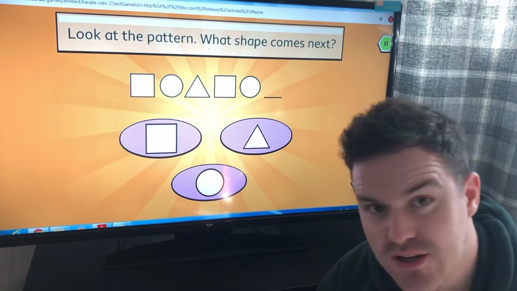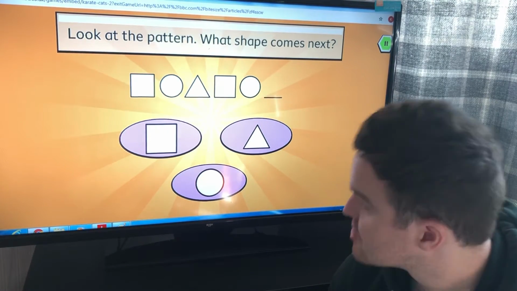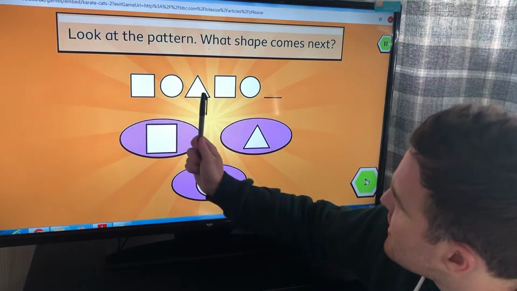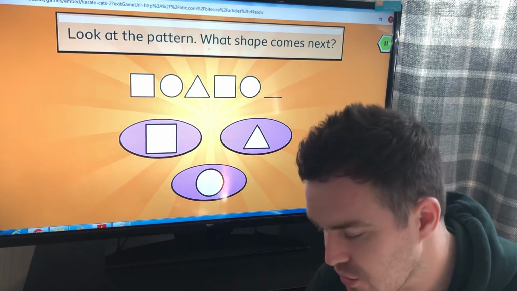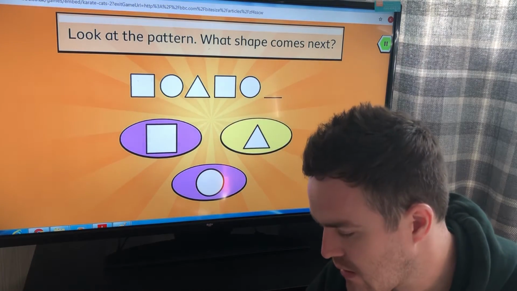Okay, look at the pattern. What shape comes next? So we've got square, circle, triangle, square, circle. Shout it out, year one. Oh, I can hear you there, Vihan. Good boy, it's a triangle.